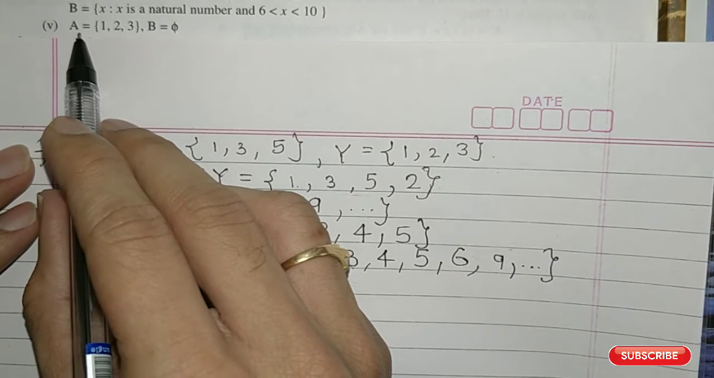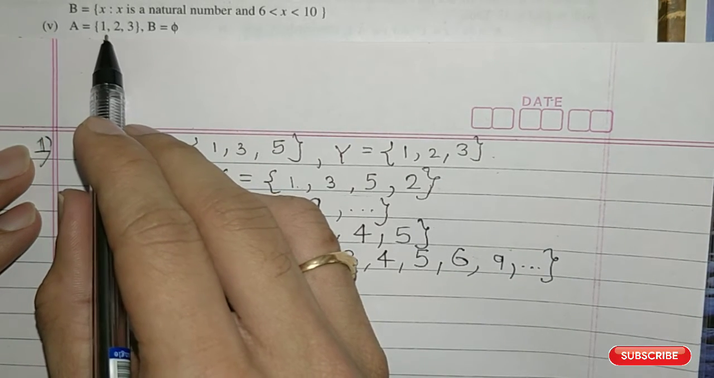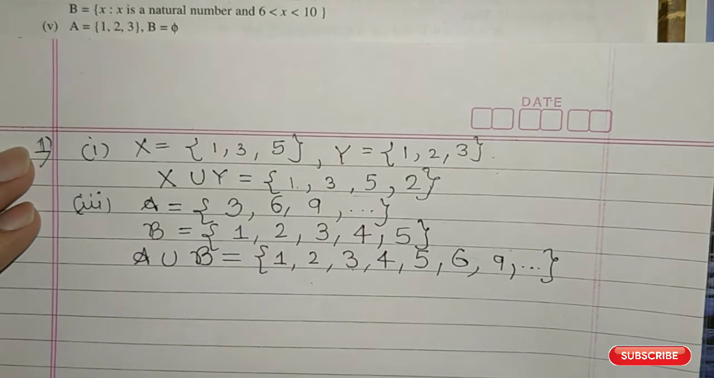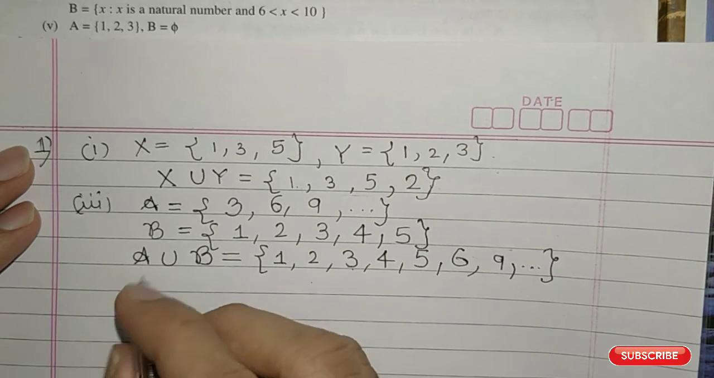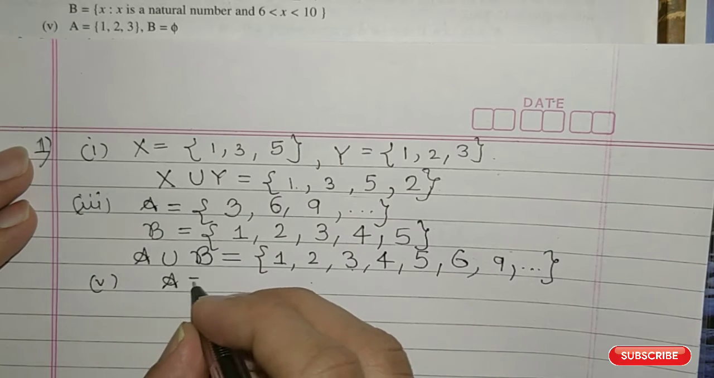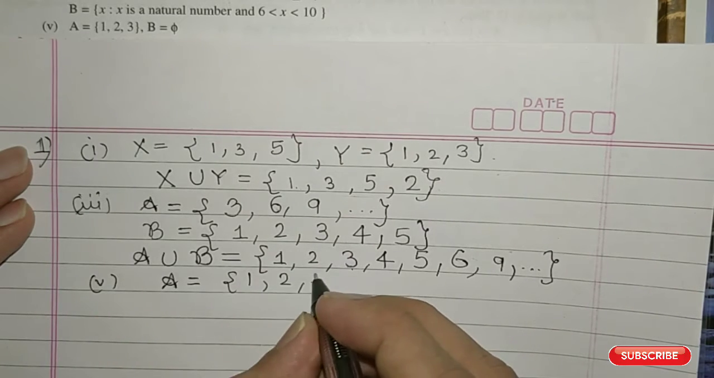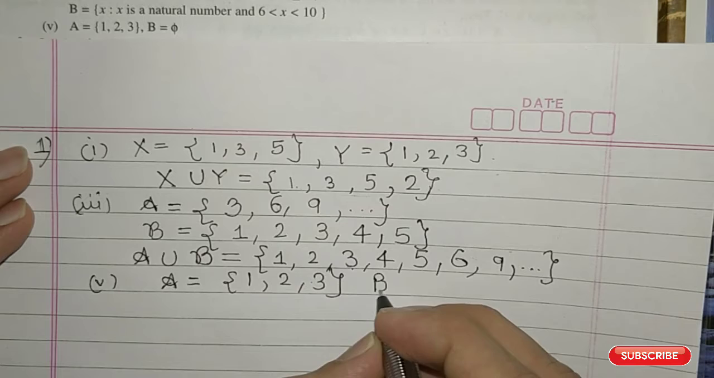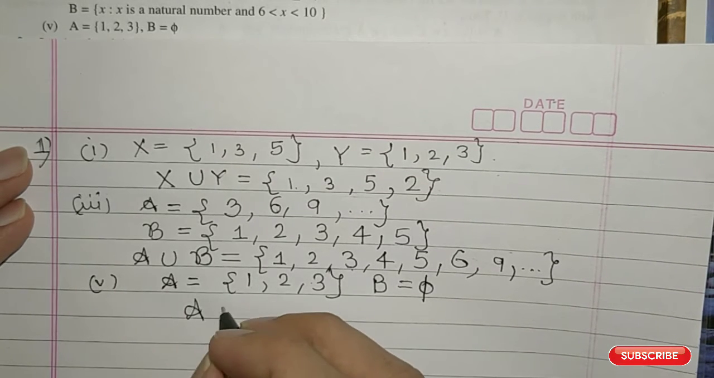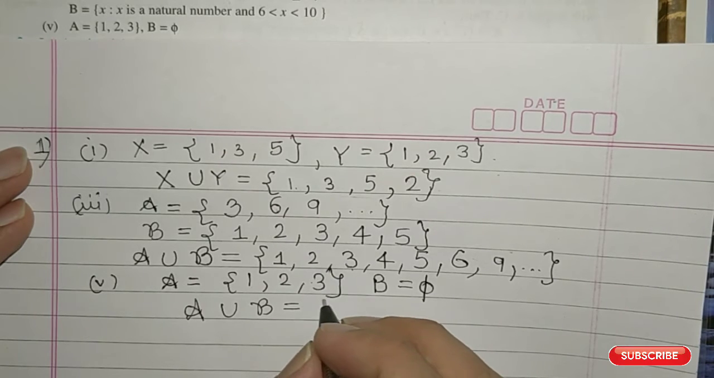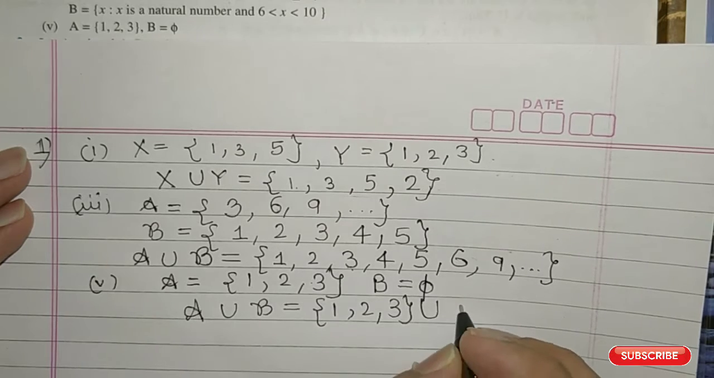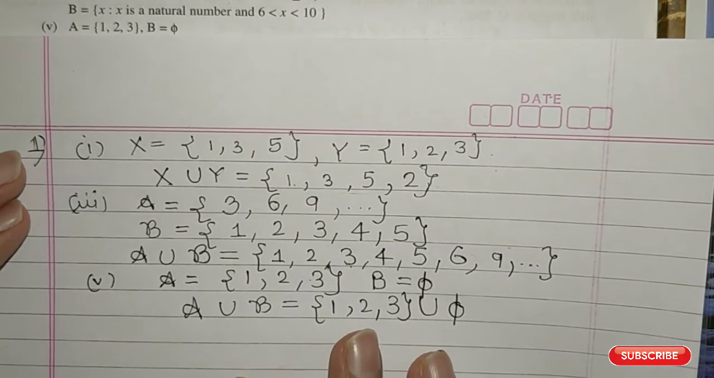So what is the fifth problem? Here you have A equal to the set {1, 2, 3} and B equal to the empty set. Okay, so let us see what we get when we take the union of A and B. So A is given to be {1, 2, 3}, right, and B is given to be the empty set. Now A union B you have to find, right? So it is {1, 2, 3} union the empty set.